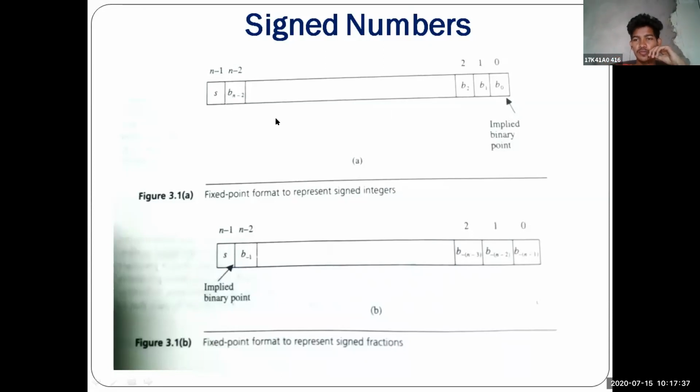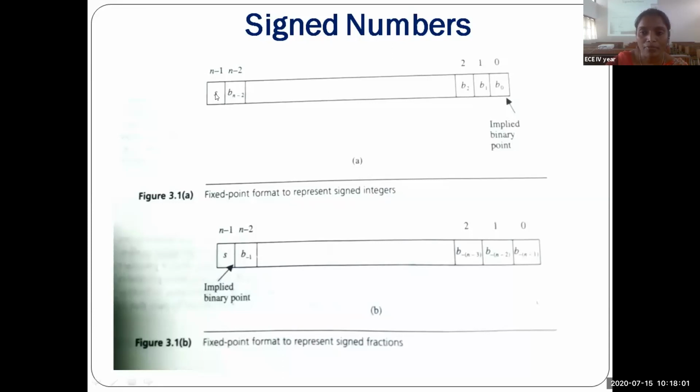Same thing, this is the representation. Is it clear? If I consider n bits, I am starting with the 0th bit, so what is the MSB? N minus 1. This is for general numbers. But here the heading is signed numbers. Signed numbers means along with the numbers, I am indicating what type of number it is, whether it is a positive number or a negative number. This is indicated with the sign bit S.